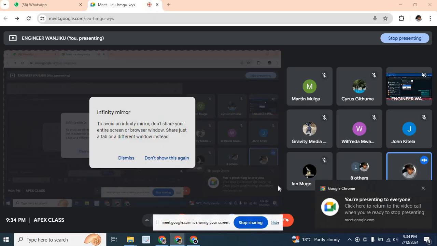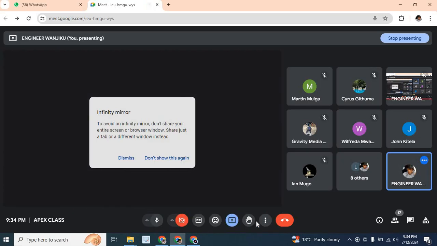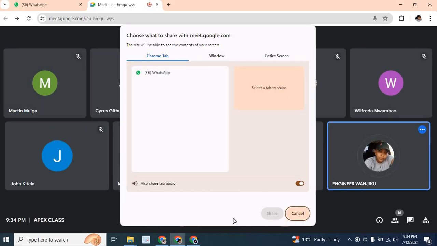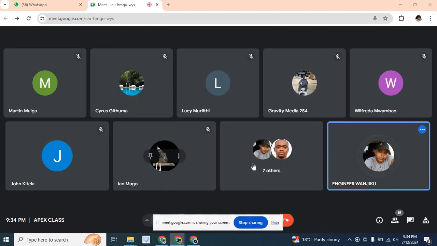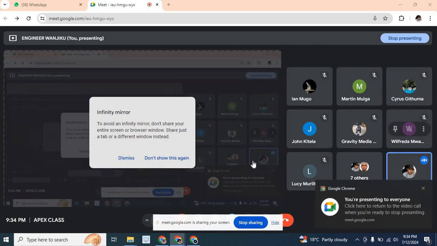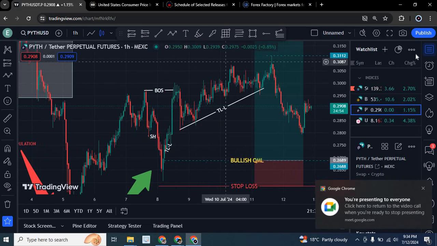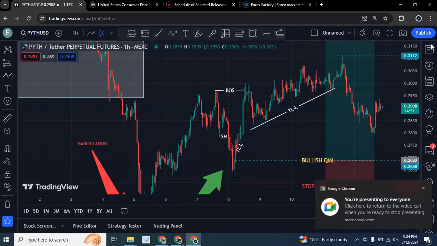Let me see if the screen is visible from this end. No. Let me stop sharing and share again. Okay. Is my screen visible? Kindly confirm for me. Perfect. So if I'm to share a trade ahead, let me navigate to this. It was on BNB.